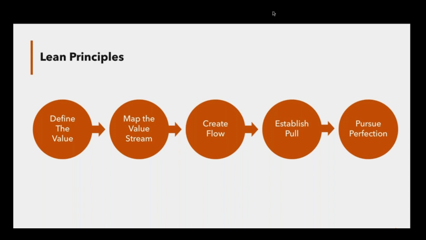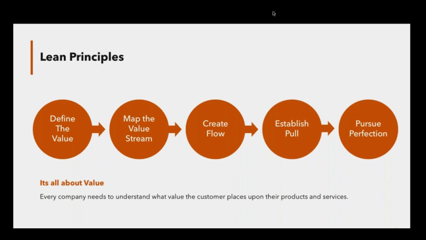And then finally, it's always about a pursuit of perfection. It kind of goes back to the whole idea of continuous improvement. Things are never perfect, and we can't remove all the variation out of a system, and we can't make that system perfect. But every single day, when we look at what is causing the problem, we can actually pursue that perfection. So every company needs to understand what value the customer places upon their products and services.